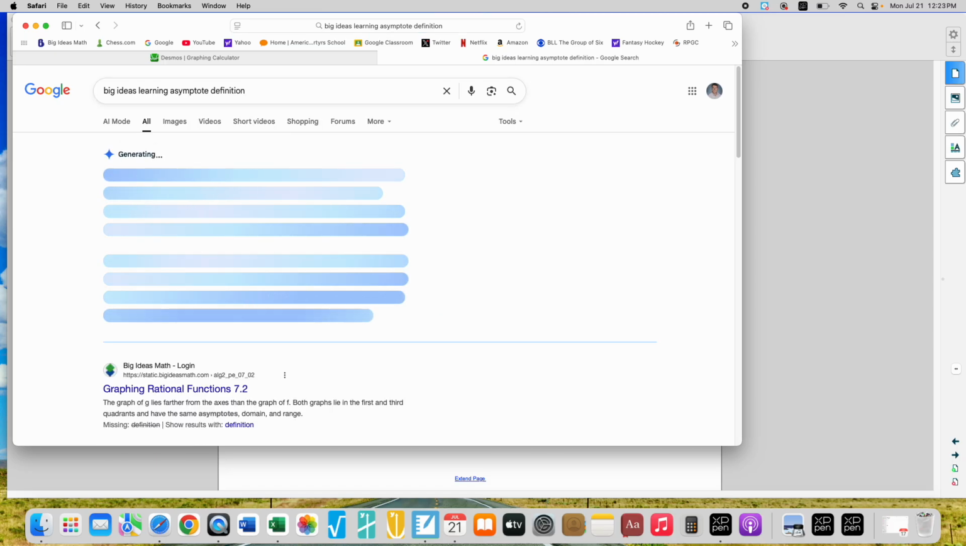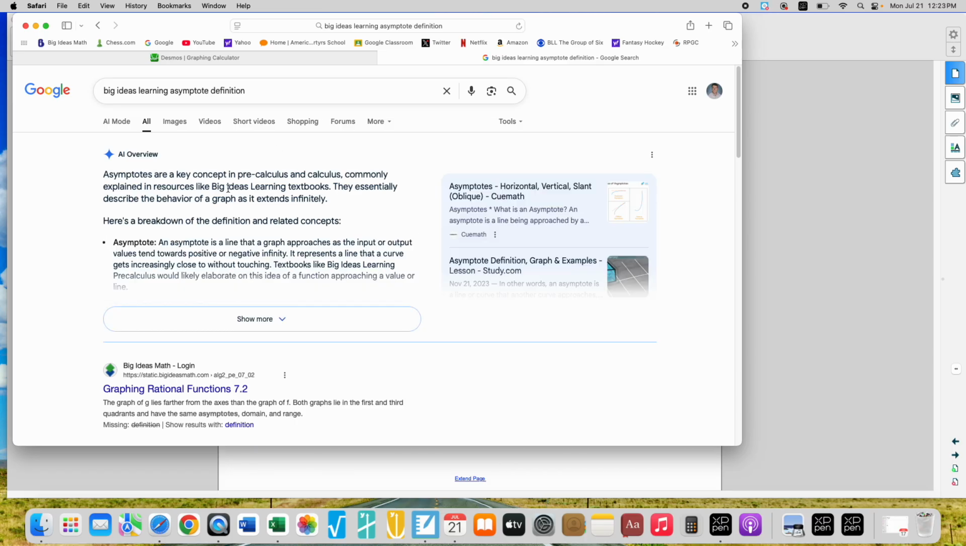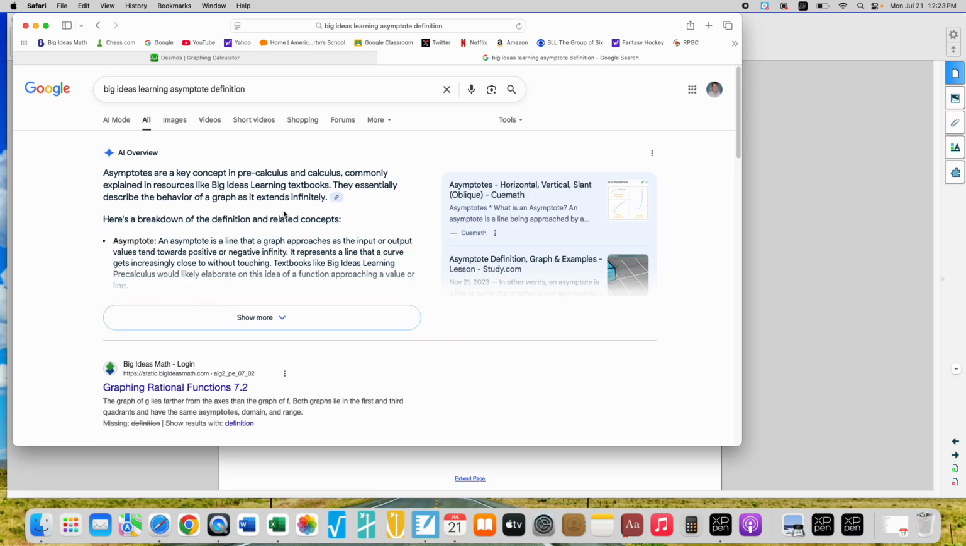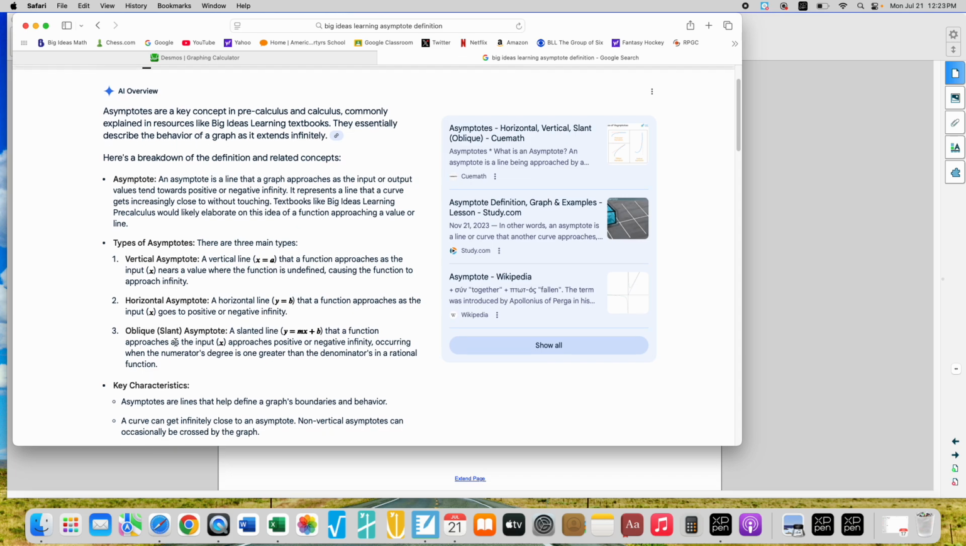All right, let's see what big ideas, learning, asymptote definition. So, big ideas learning tells you that the asymptote are key concepts of pre-calculus, calculus. Whoa! Big ideas learning says an asymptote is a line that the graph approaches as the input or output values tend towards positive or negative infinity. So, vertical asymptote, horizontal, and oblique.